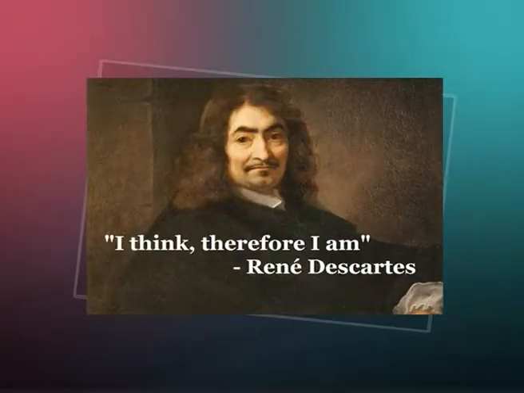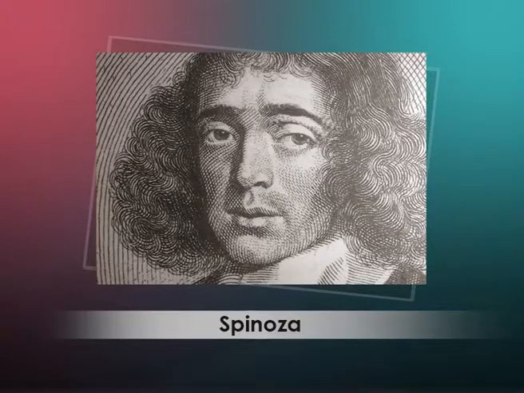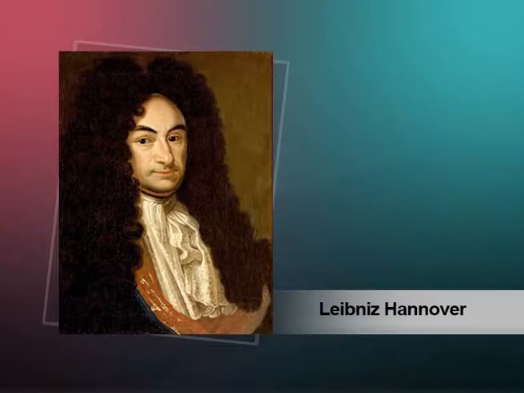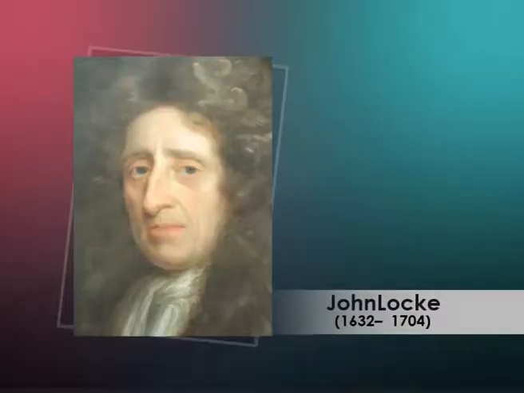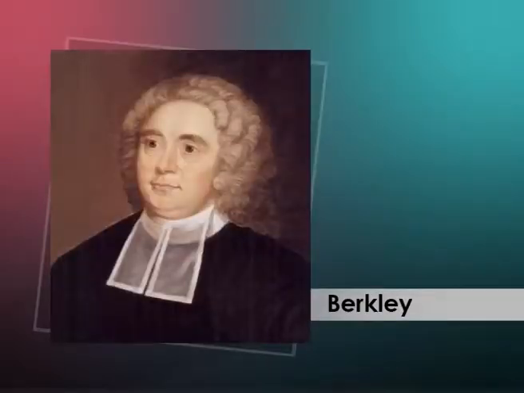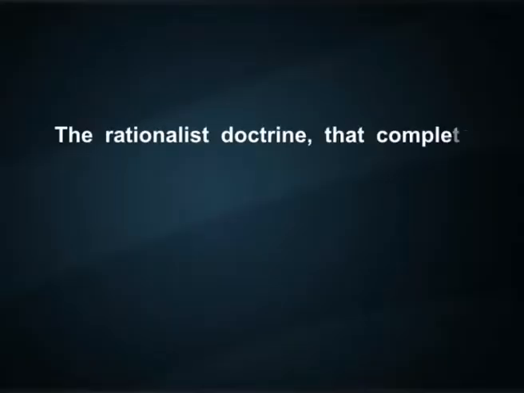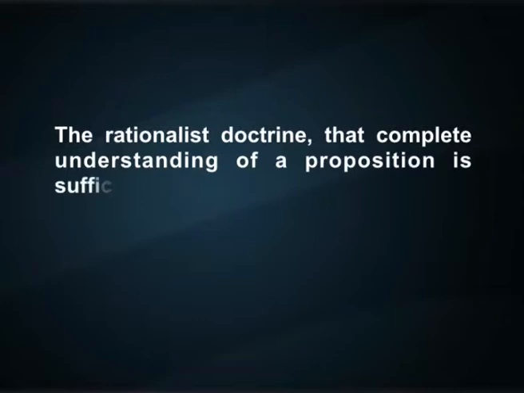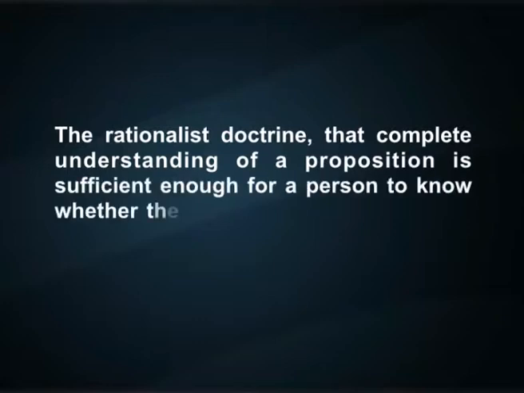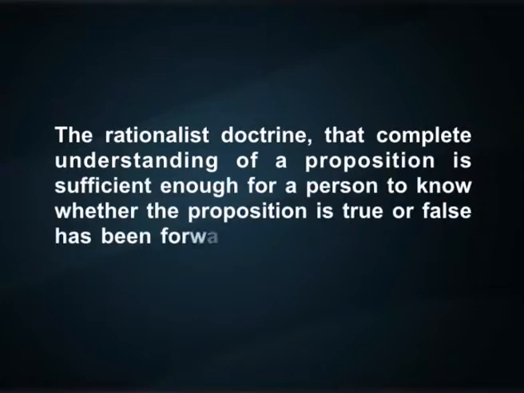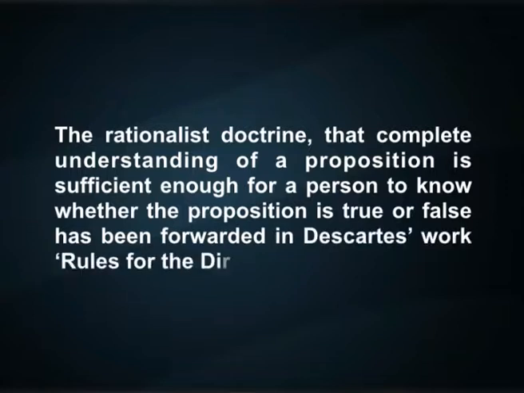The epistemological method of both trends, rationalism and empiricism, can be known through their representative thinkers. The prominent rationalist philosophers are Descartes, Spinoza and Leibniz. Empiricism is best reflected in the thought of John Locke, George Berkeley and David Hume. The rationalist doctrine that complete understanding of a proposition is sufficient enough for a person to know whether the proposition is true or false has been forwarded in Descartes' work Rules for the Direction of the Mind.